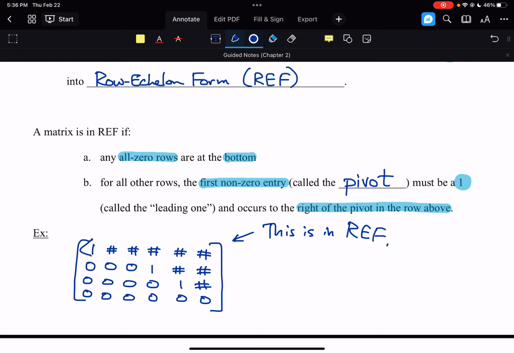The pivots, I'll often denote using little diamonds or little boxes around them to indicate where those leading ones are. Notice again that any all-zero rows are here at the bottom. For all other rows, the first non-zero entry, you can have zero entries to the left, but the first non-zero entry is a 1 in each case. That's the pivot for each of those. And each pivot occurs to the right of the pivot in the row above it. It doesn't have to be immediately to the right, as long as it's not directly below it. Everything below a pivot should be zeros all the way down. So this is an example of what a matrix looks like in row echelon form.